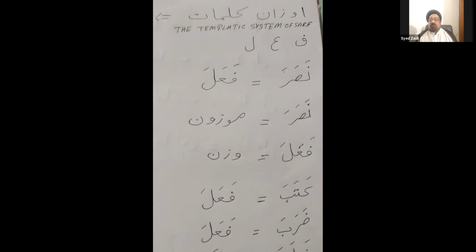You see the word nasara. The noon in it was replaced by fa. The sad in it was replaced by ayn. The ra in nasara was replaced by the letter lam. Once you replace those letters and you convert nasara into fa'ala, that will help you to understand the basic meaning of the word that you have replaced with the mawzoon.